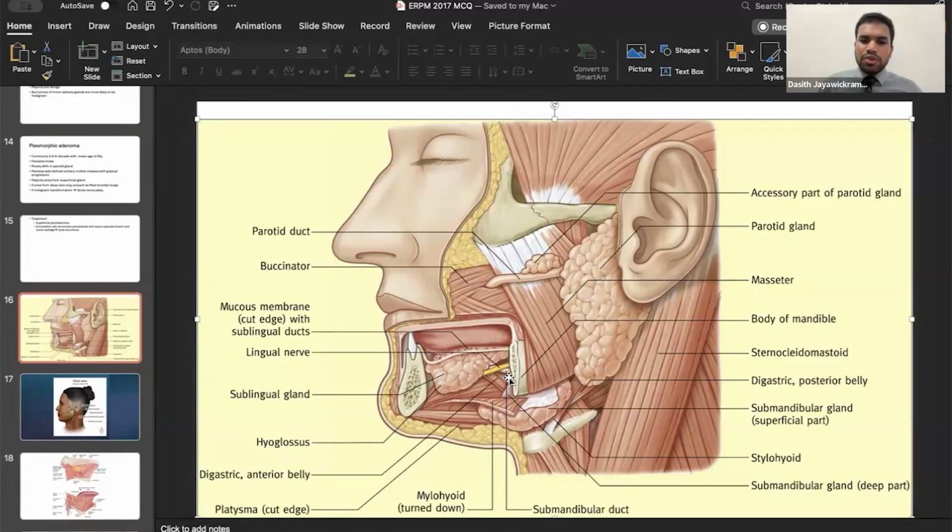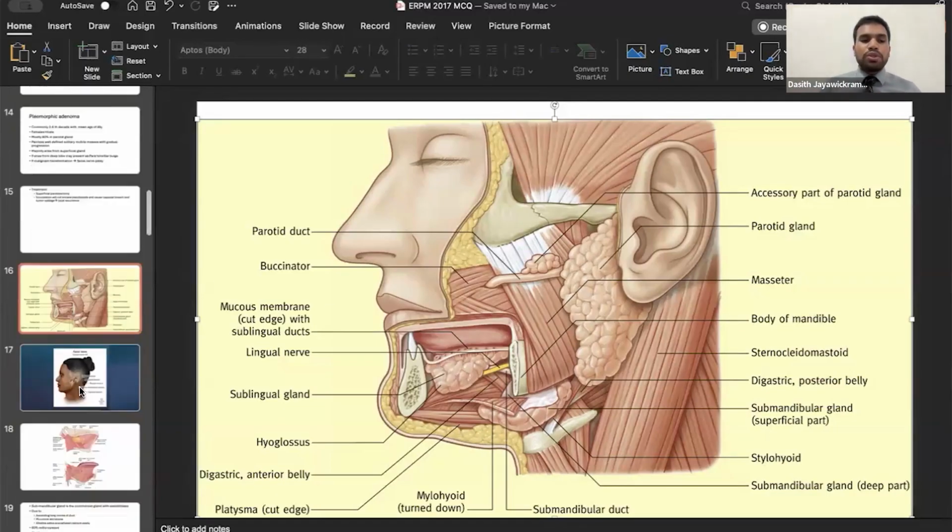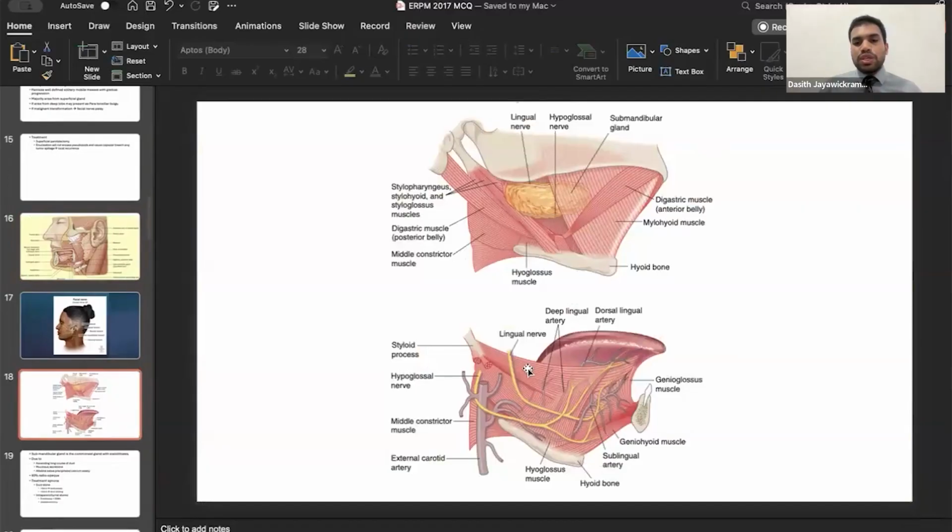Okay. This white part is the submandibular duct. The lingual nerve crosses the submandibular duct, and we approach the deep part and ligate the gland. Sometimes this nerve can be damaged, so we have to be careful about it. Okay, so that is the lingual nerve, and then there is the hypoglossal nerve. If you see this, there's the lingual nerve and the hypoglossal nerve.